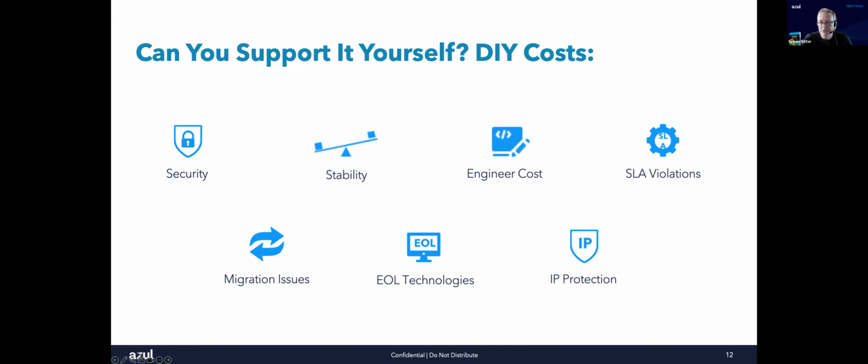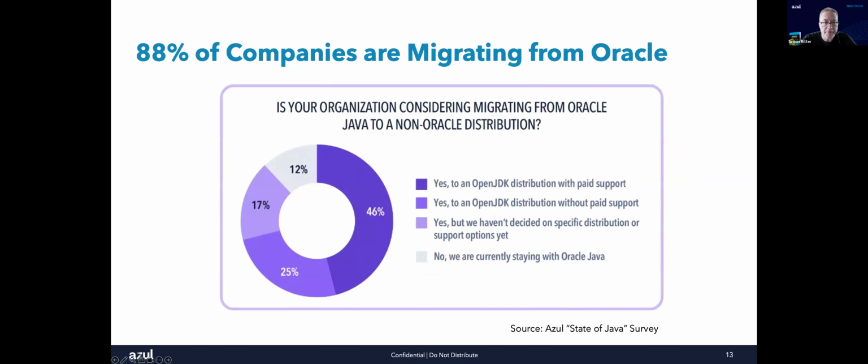Similarly, IP protection, this is around the idea of the licensing of the Java that you're using. Is there something you might be exposed to in terms of the GPL license there? So there are a lot of different things you need to think about very carefully when it comes to using a free distribution in terms of the costs you might be looking at. So if we can move to the next slide, please.